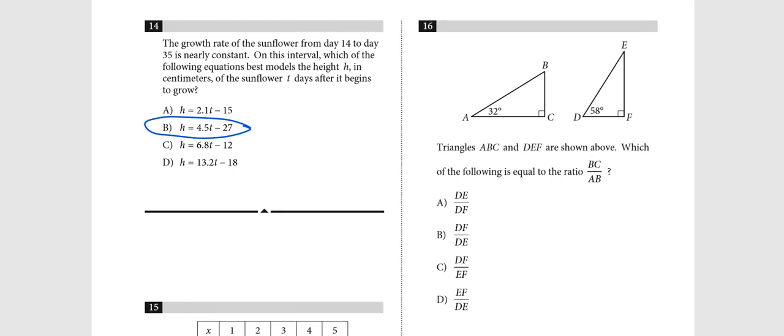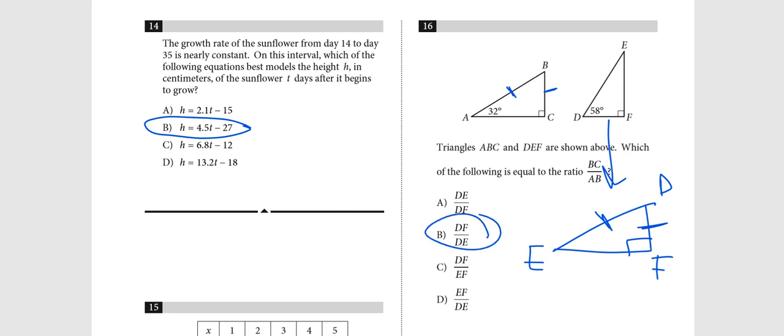Triangles ABC and DEF are shown. Which of the following is equal to the ratio BC over AB? Okay, so I'm going to rearrange this triangle right here into a triangle that looks kind of like the other one. So E would be over here, D would be at the top, and F would be here. So they want me to compare BC to AB. So we will want DF on top and DE on the bottom. DF and DE.